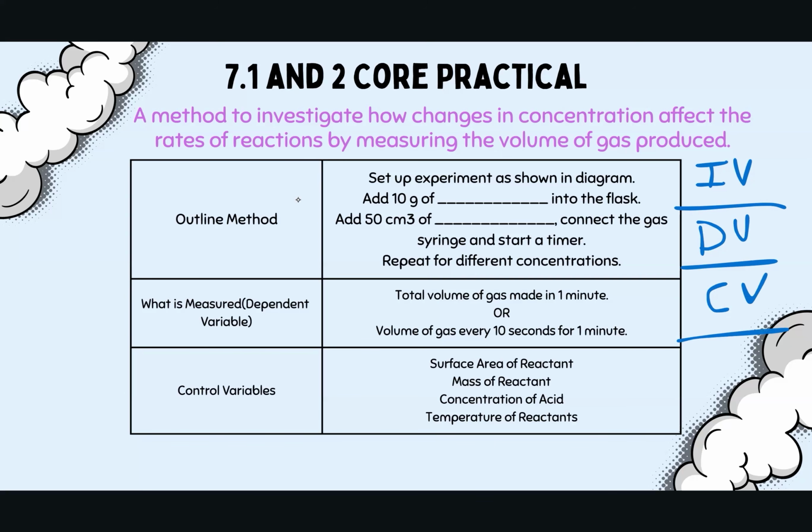And if you're talking about your independent variable, talk about what you're going to change and how you're going to change it. Dependent variable would be what you're measuring and how you're going to measure it. Control variables again, how you're going to control it. For example, if you're using 50 centimeter cubed of acid, you would use a measuring cylinder to ensure it's 50 each time, that kind of thing.